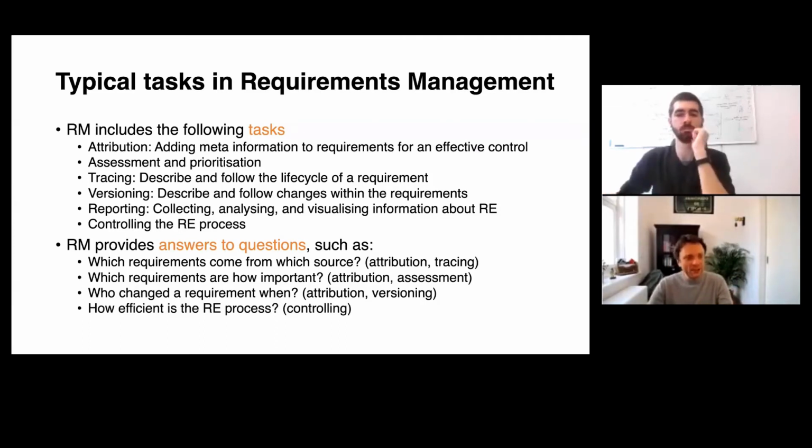Tracing, I mentioned already, describing the life cycle that a requirement might have and how this requirement is reflected in other artifacts. For example, which software component satisfies which requirement and which test case aims at testing which component, and with that also which requirement. This is what we mean by requirements tracing. Versioning, of course, reporting, controlling the requirements engineering process in terms of quality control, but also progress control. So how far are we with the elaboration of my requirement specification?